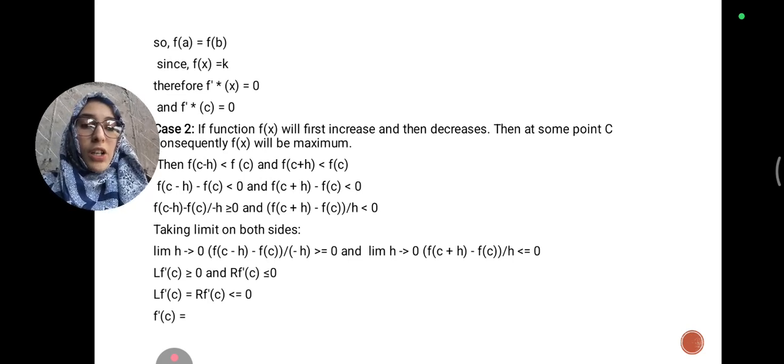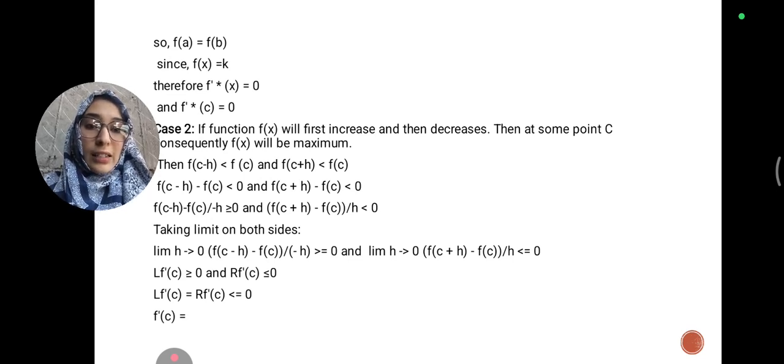Case 2: if function f of x first increases and then decreases, then at some point c, consequently, f of x will be maximum. Then f of c minus h is less than f of c, and f of c plus h is less than f of c. F of c minus h minus f of c is less than 0, and f of c plus h minus f of c is also less than 0. F of c minus h minus f of c by minus h is greater than or equal to 0, and f of c plus h minus f of c by h is less than or equal to 0.